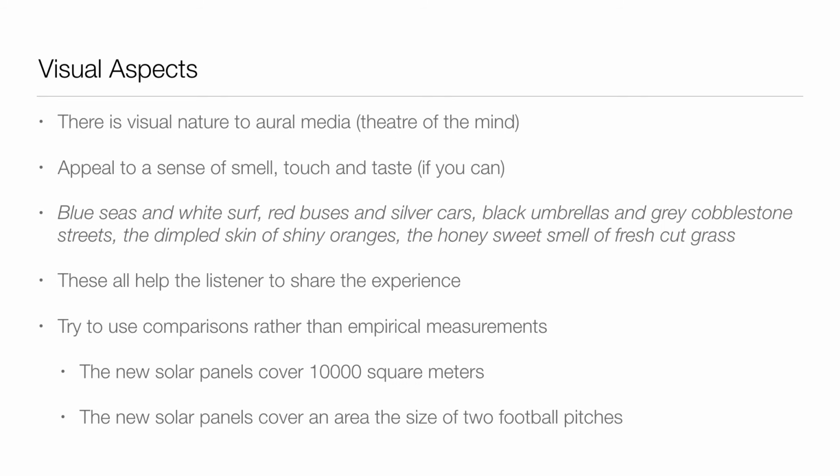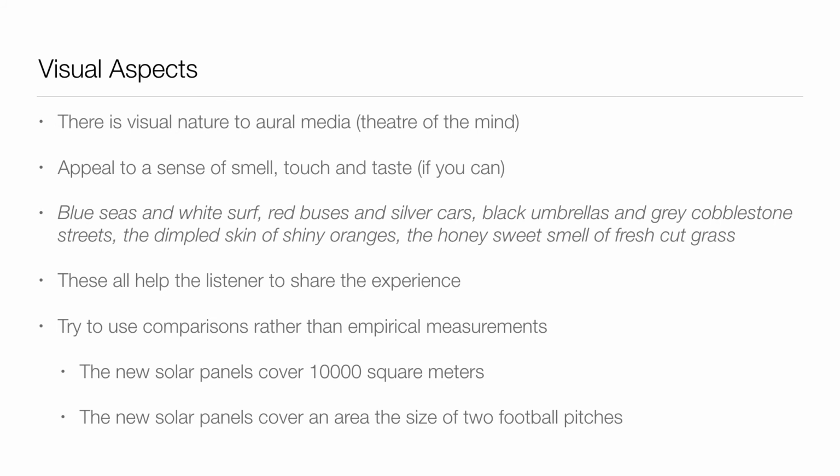Another good example of this is when trying to explain the size or scope of something. Don't use empirical measurements. So in this example, the new solar panels cover 10,000 square meters. I don't know what 10,000 square meters looks like. I find that hard to imagine. The new solar panels cover an area the size of 2 football pitches. I can imagine that. I know how big a football pitch is. So 2 of them, wow, that's pretty big.